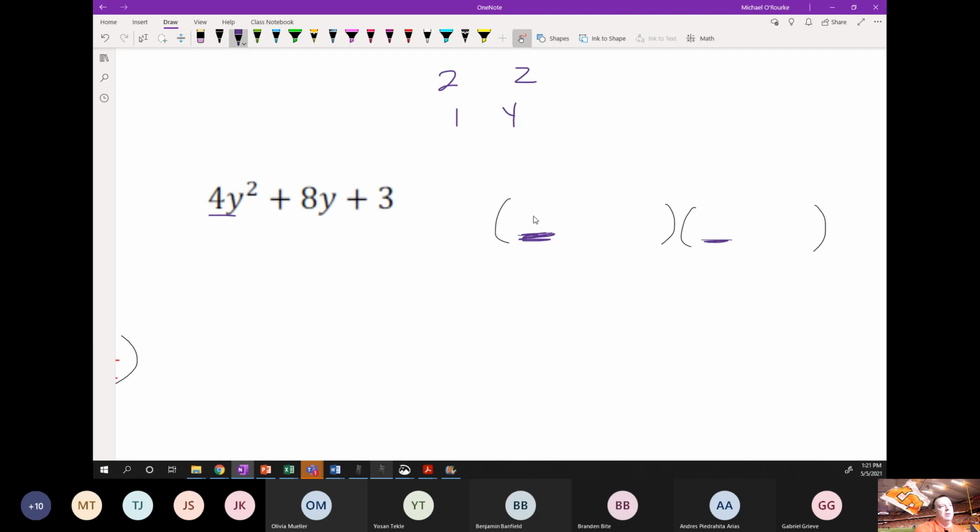2 and 2. 2 and 2, baby. So let's go 2x and 2x. We're going to put the x's in there. Okay. Now, I need 2 numbers that multiply to make 3. What numbers multiply to make 3?